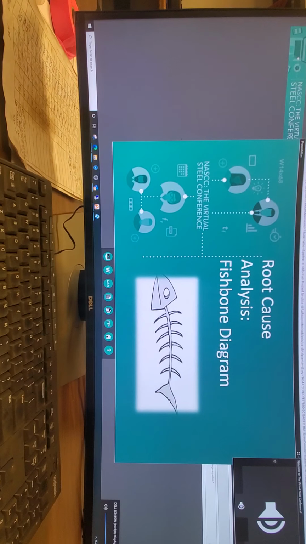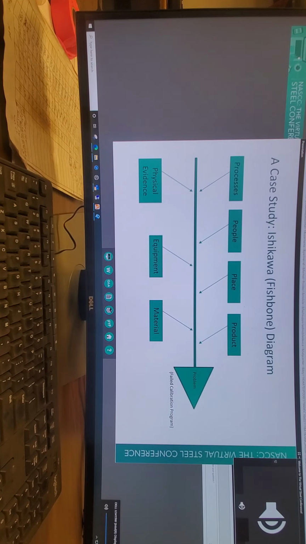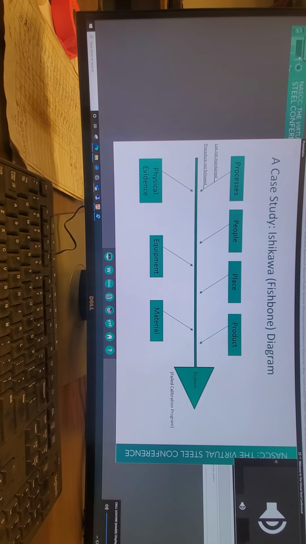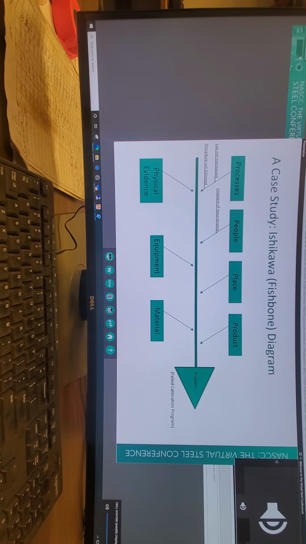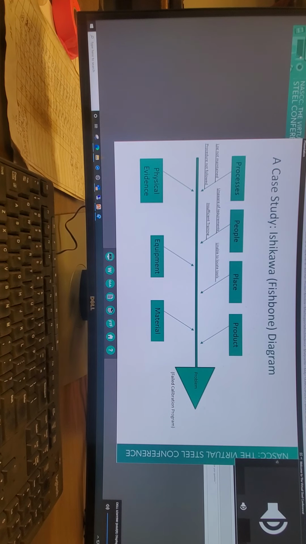Where this differs really is the way the ideas are reported. I mean, one look at how they're written down and it becomes apparent why the name fishbone has stuck. So the facilitator would note the event of the problem as the fish head. Again, for this exercise, it's a failed calibration program.